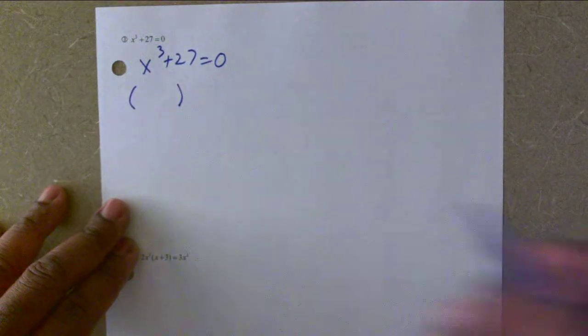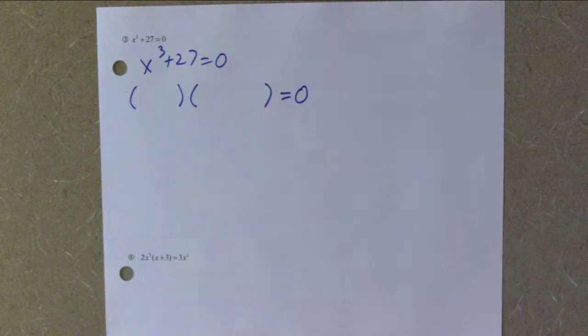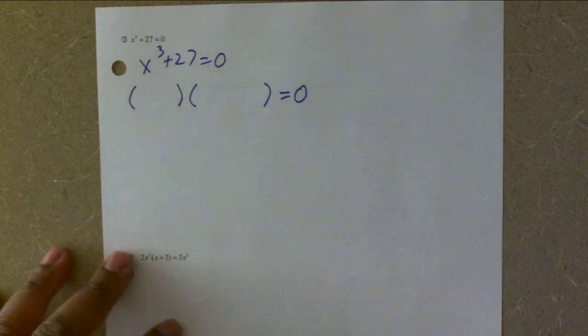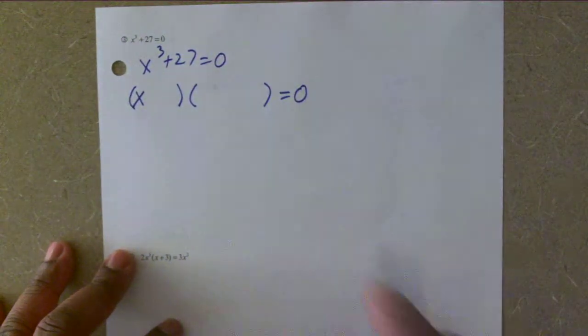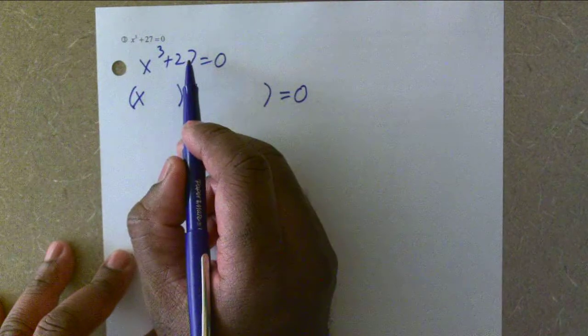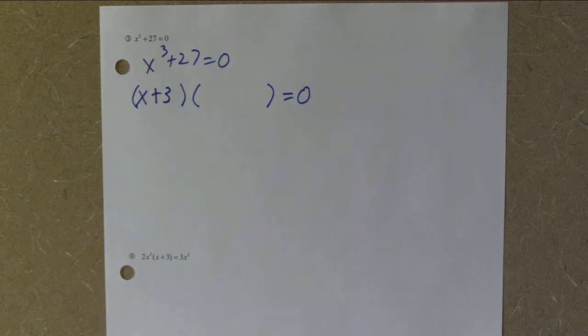So we know we would do a parenthesis that will contain a binomial and a parenthesis that will contain a trinomial. Now, to get the answer for the parenthesis that contains the binomial, we'll take the cube root of x cubed, which gives us x, and the cube root of a positive 27, which will give us a positive 3. Now that took care of the binomial part of this factorization. Now we're going to do the trinomial portion.